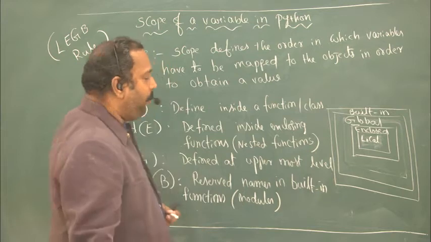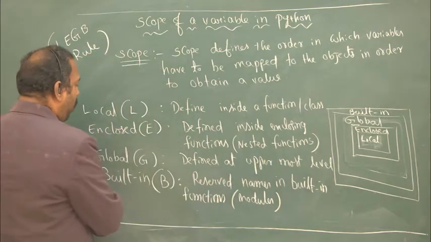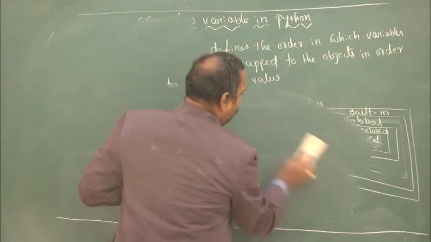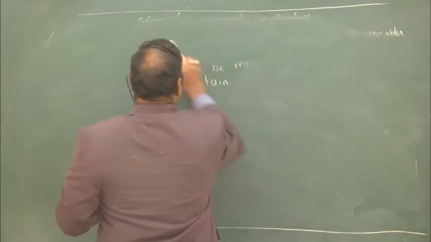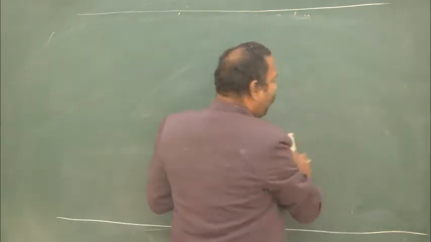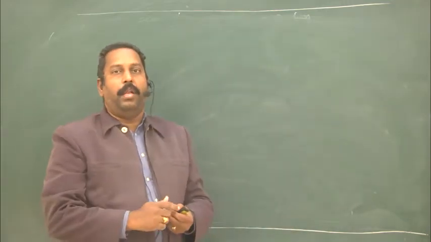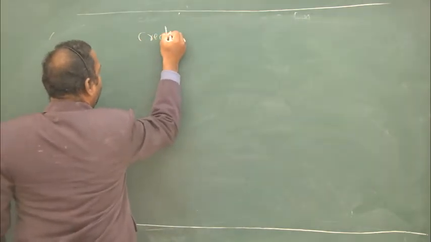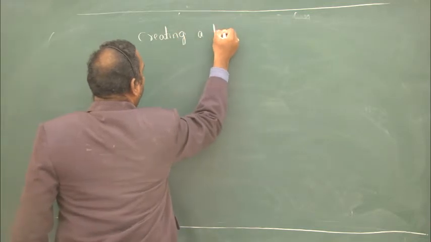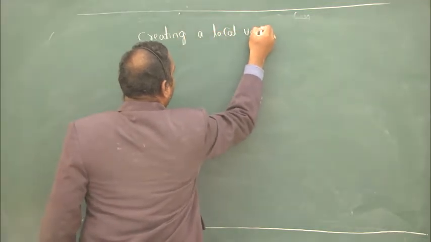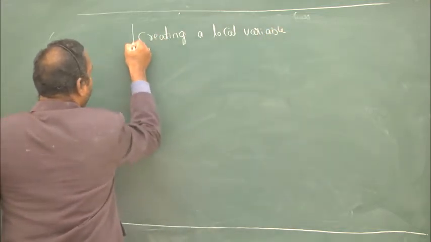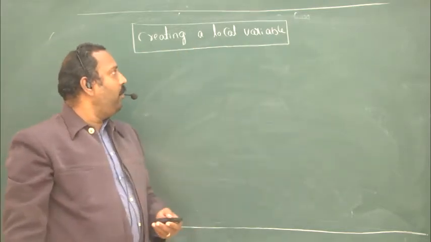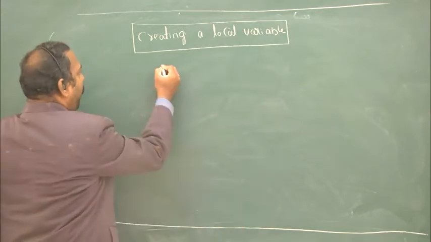So first we will see the local scope, or we can call it a local variable. So first we will see how to create a local variable in Python. Generally we define a local variable within the function. So we have to define a function.